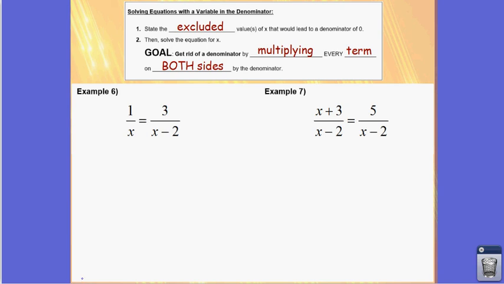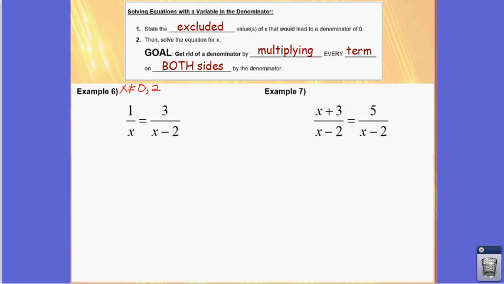Okay, example 6 is harder than the previous examples so far. Hopefully you notice right away it has 2 denominators and they're different. So first step, we still have to state any excluded values. On the left side, x is not allowed to be 0, but on the right side, if I have an x value of 2, 2 minus 2 would make that denominator 0. So I have to exclude 2 different values for this problem.